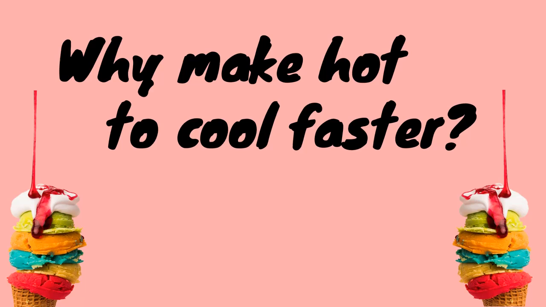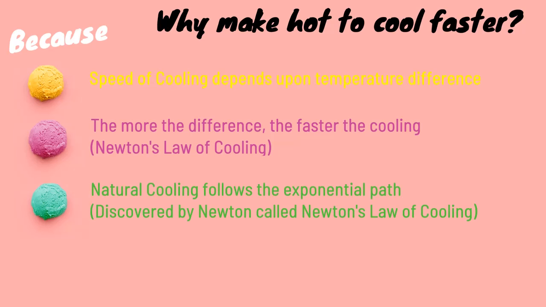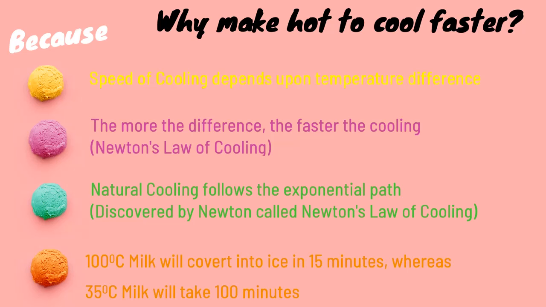So, in summary, why make hot to cool faster? Because the speed of cooling depends upon the temperature difference. The more the difference, the faster the cooling, as Newton told us. Because natural cooling follows the exponential path, not the linear path, and this is what was discovered by Newton. We call it Newton's law of cooling. So that means the 100 degree centigrade milk will convert into ice in 15 minutes, whereas the 35 degree centigrade milk will take 100 minutes.